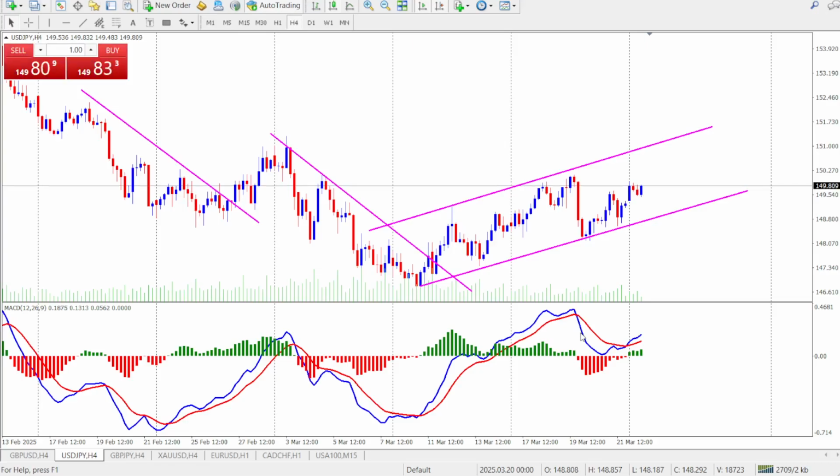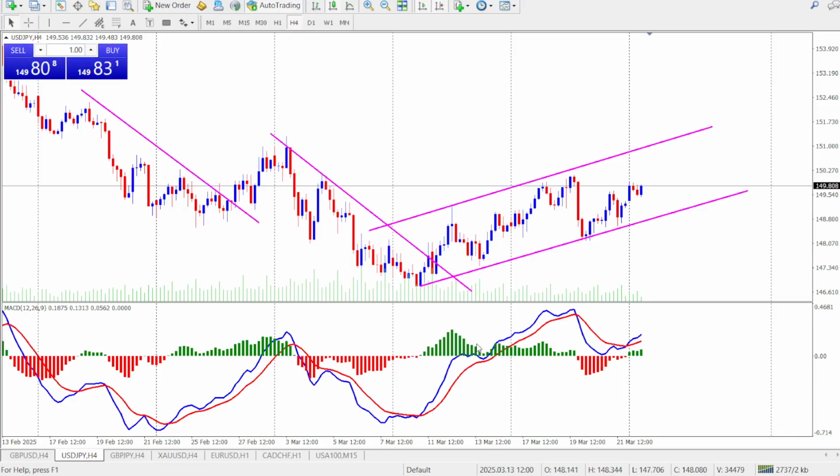Why should you use the MACD 2-line indicator? One is that it helps you with early trend reversal detection. It can help you get in before major market moves, just like the example that we identified right now. And it works in all market conditions, whether in trending or ranging markets.